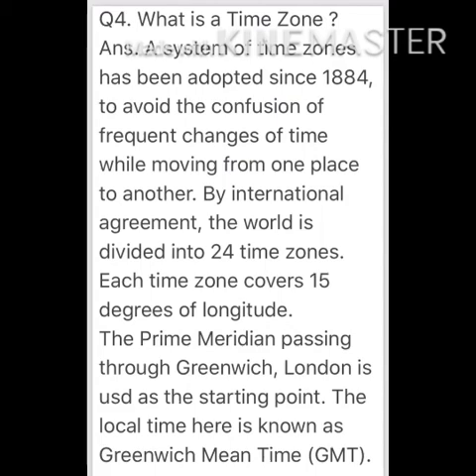The prime meridian passing through Greenwich, London, is used as a starting point, full stop. The local time here is known as Greenwich Mean Time. In the bracket, write down GMT, full stop.